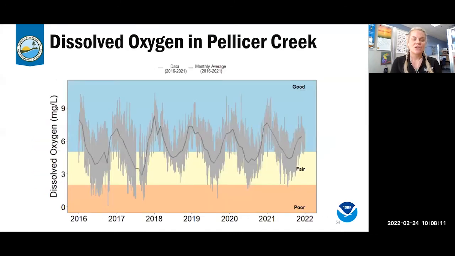And over the past 5 years, we can actually see this frequency, especially, but it does look like, at least this past year, we didn't have as extensive an event. That 2 milligrams per liter is the line between the fair and poor categories in this figure.